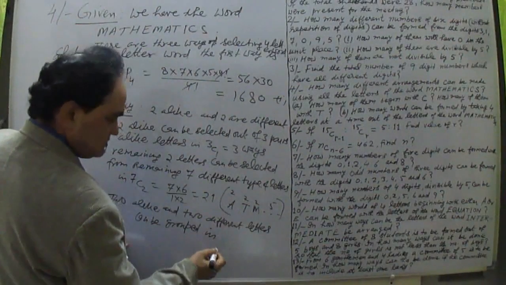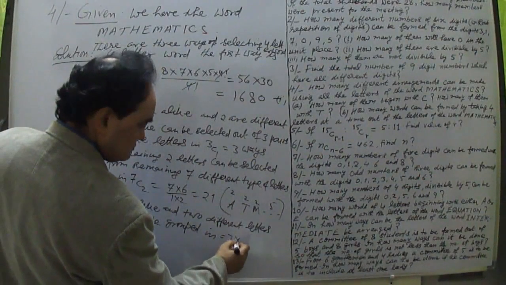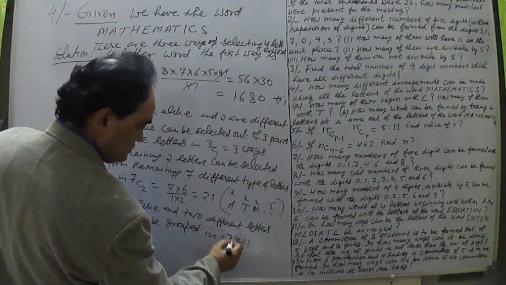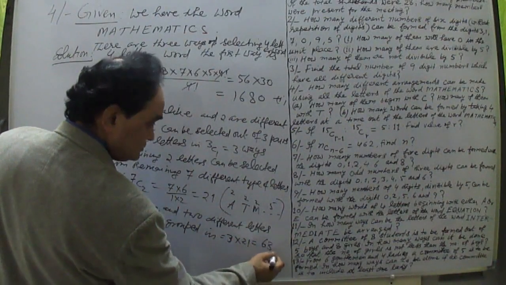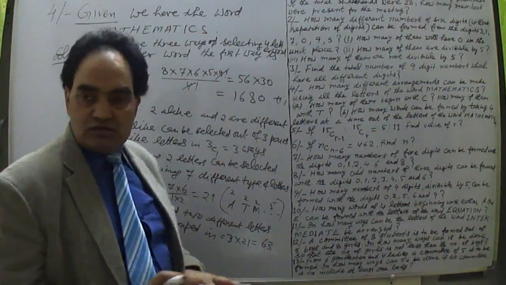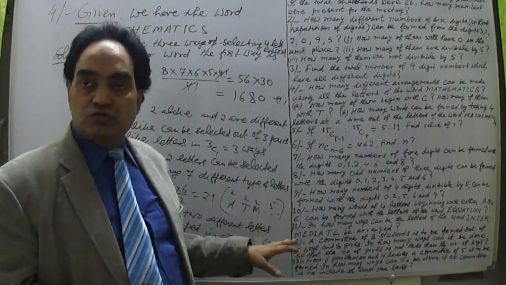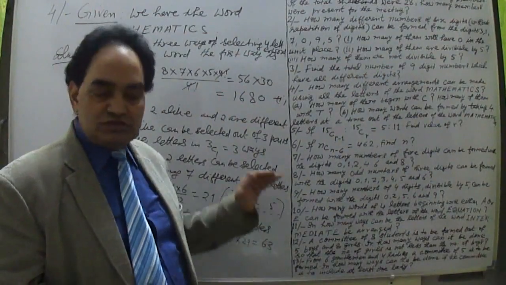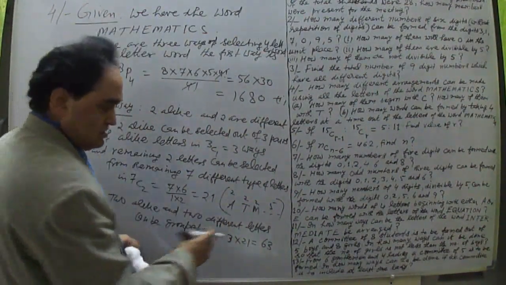How many groups will be there? There will be 3 into 21, that means 63. There are 63 groups. Still the topic is not completed. I mean this grouping is not completed. Total words are not yet counted, because we still have to select these kinds of groups out of those groups.